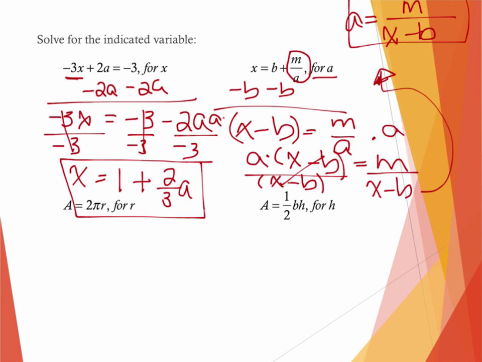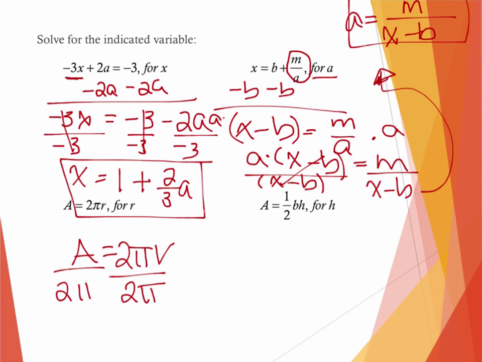In the next example, I have A is equal to 2 pi r, and I want to get r by itself. I'm just going to rewrite it so it's easier to read. Like the example on the previous page, 2 and pi are just numbers that are multiplying r, so I can divide by 2 pi. Even though pi looks like a variable, it really is just a number, so we can treat it like a number. A over 2 pi is equal to r.